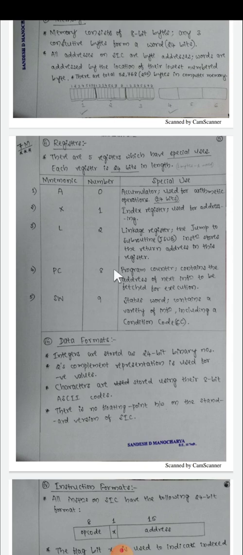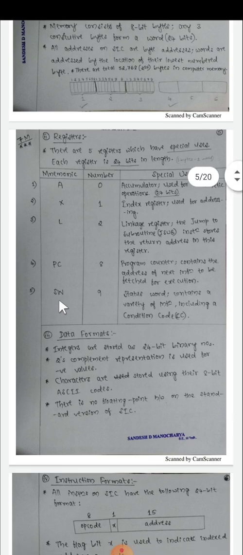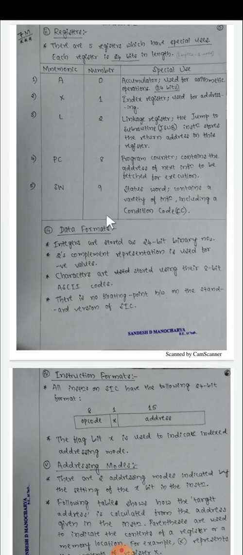Program counter register, its number is 8. The program counter register contains the address of the next instruction to be fetched for execution, that is, the address of the next instruction to be executed in the program. The last register is the SW register. Its number is 9. SW stands for status word. It contains a variety of information, including a special piece of information called the condition code, CC.